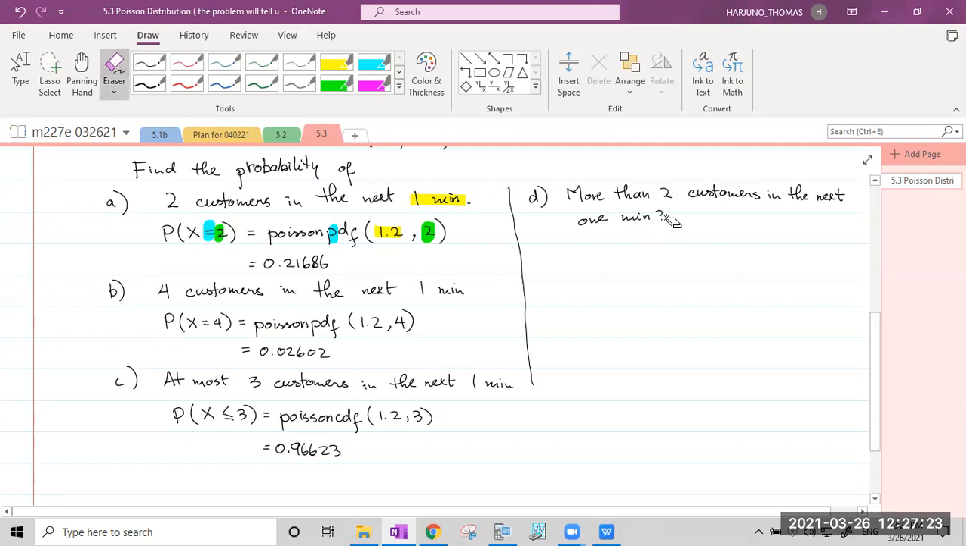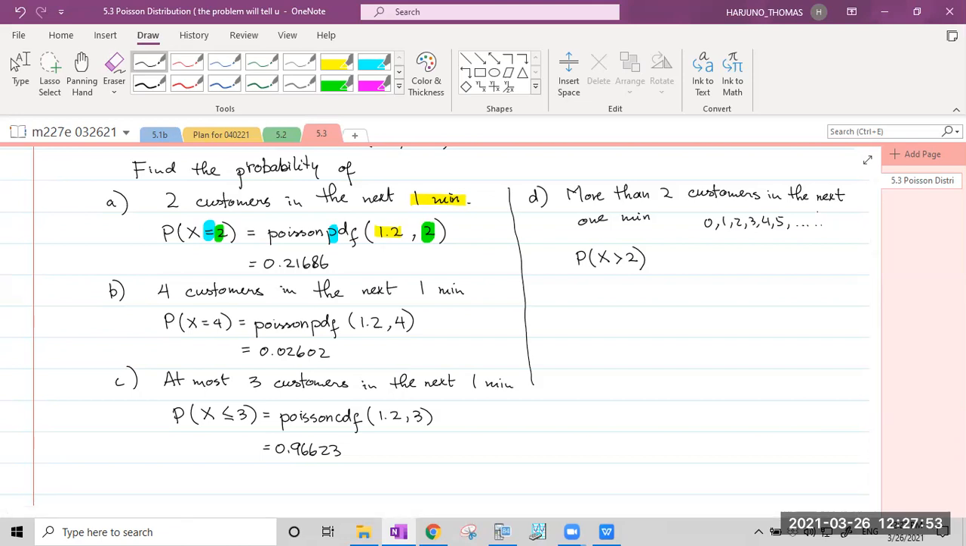How about the probability of having more than 2 customers in the next 1 minute? Now, how do we compute this? The number of customers in the next 1 minute, maybe 1, maybe 2, maybe 3, maybe 4, maybe 5. Actually, it's unlimited. It goes to infinity. Of course, it is impossible to get an infinite number of people coming through CVS in 1 minute, but the assumption under the Poisson distribution is the probability is still there, just super small. When we say more than 2, it means it starts from 3 to infinity.